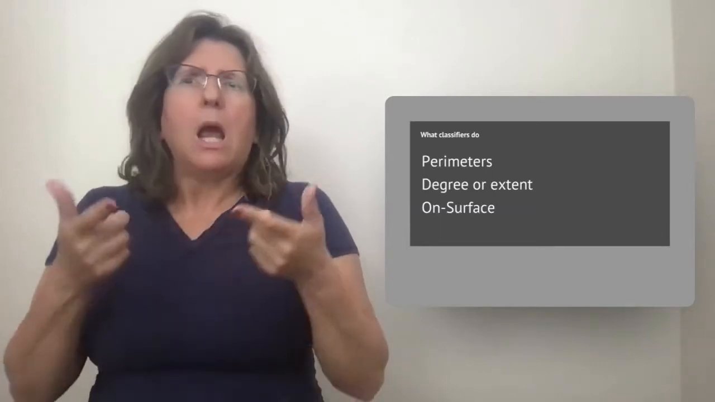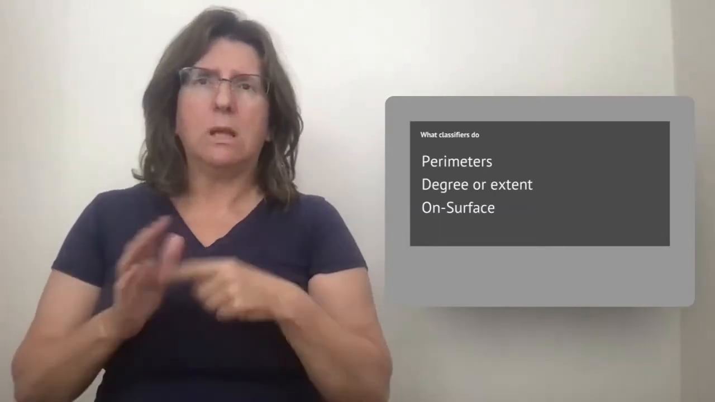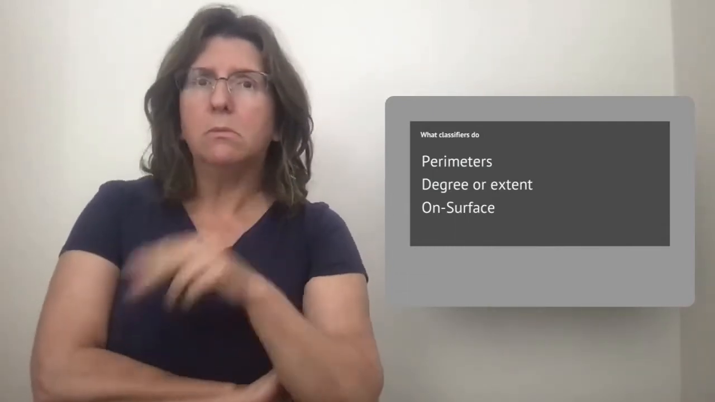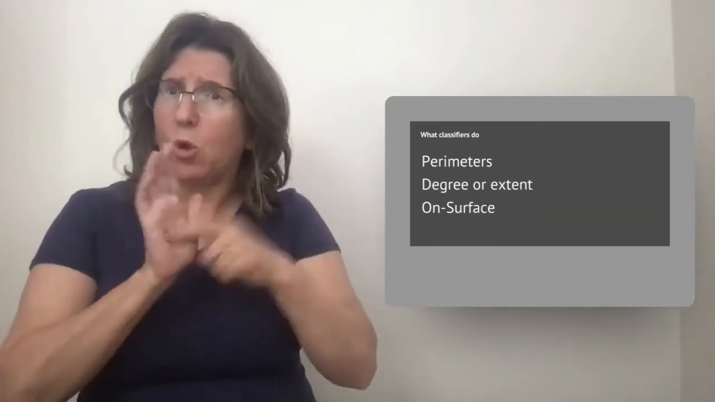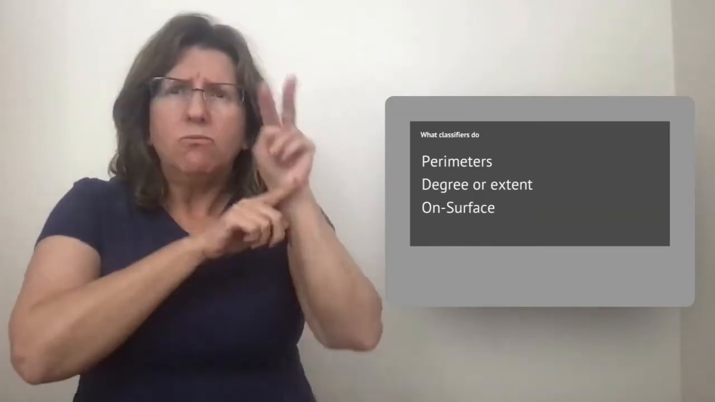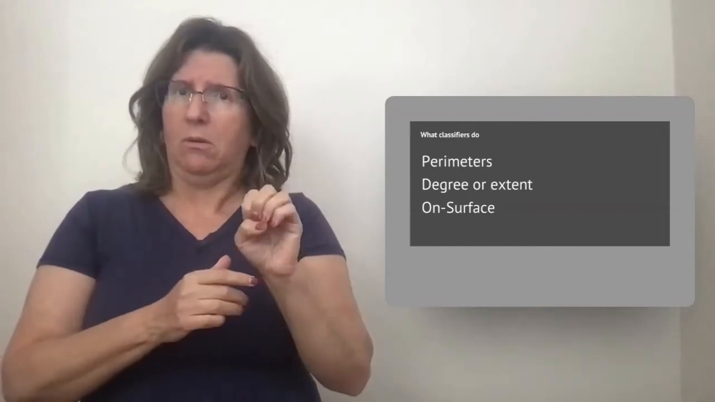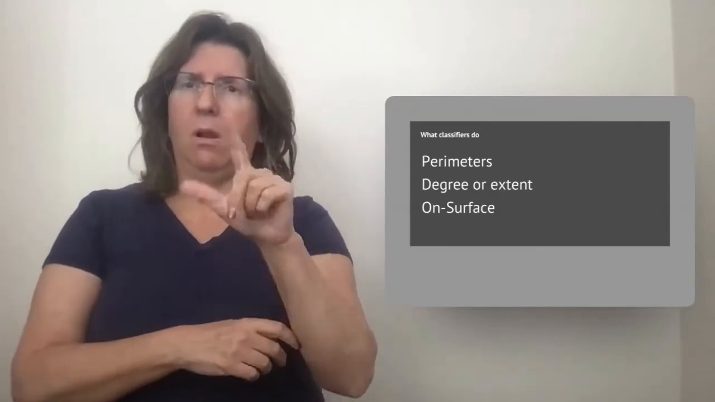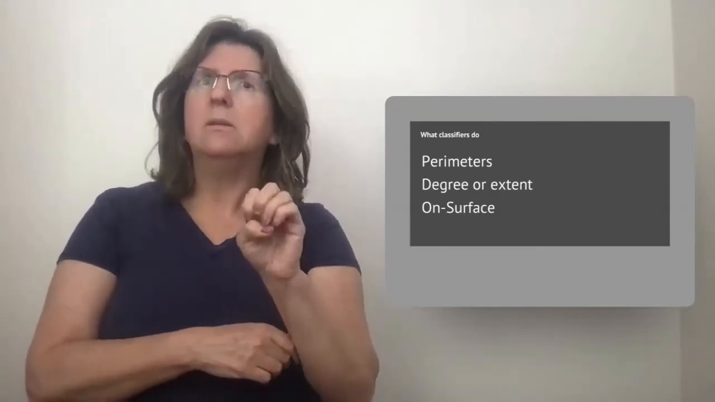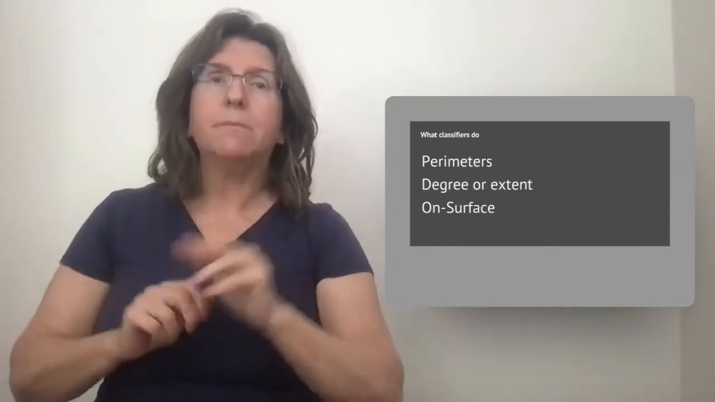They provide information about the degree or extent of something. Staring would have a longer duration. So the sign for see or look, you see me here with the repeated circular motion. And this sign, that one, is glance. It's the same hand shape, but the movement is quick. So a classifier can show different ways we use our vision.